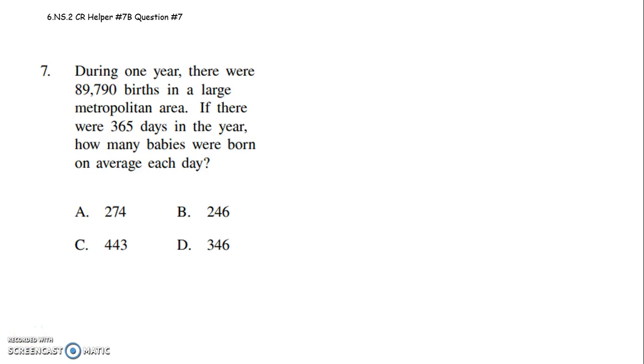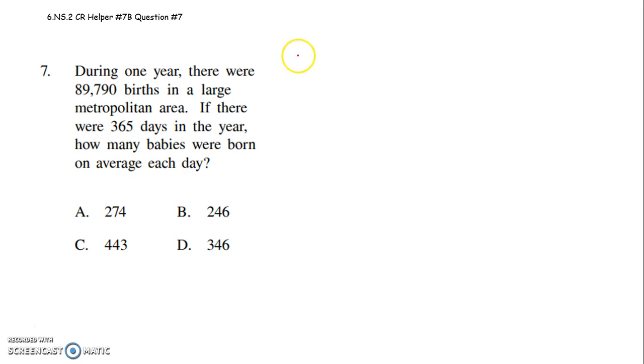All right, sixth graders, this is to help you with question 7 on CR7 version B. It says during 1 year, there were 89,790 births in a large metropolitan area. If there were 365 days in the year, how many babies were born on average each day?